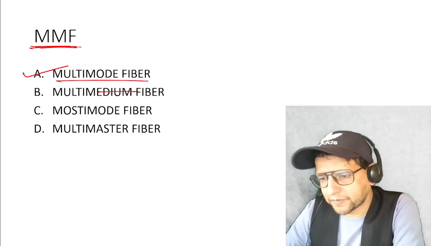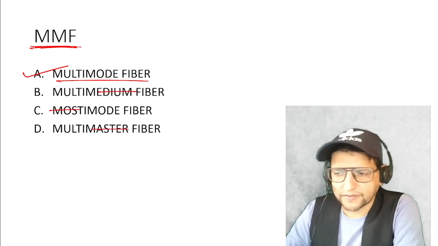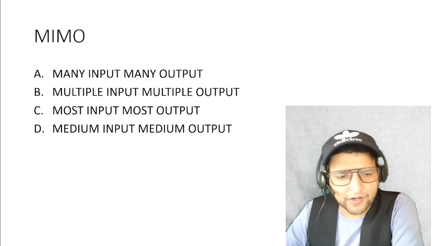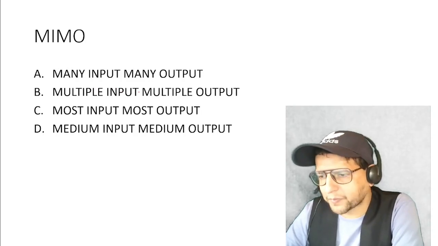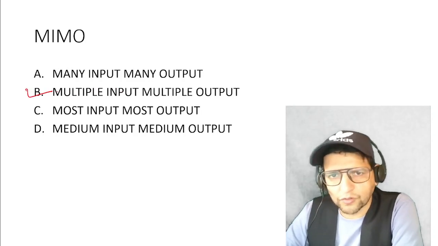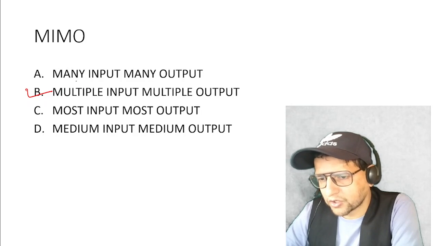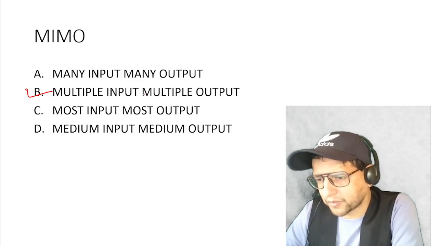It is not medium, it is not most, it is not master, right? Multi-master fiber, it's multi-mode fiber. MIMO is your multiple input, multiple output, a technology which you use in 802.11n, where you get a lot of senders and receivers. You'll be sending multiple ways, multiple inputs and multiple outputs.